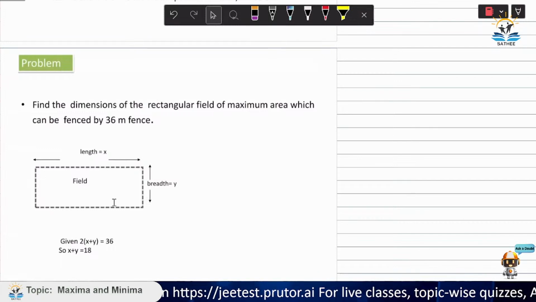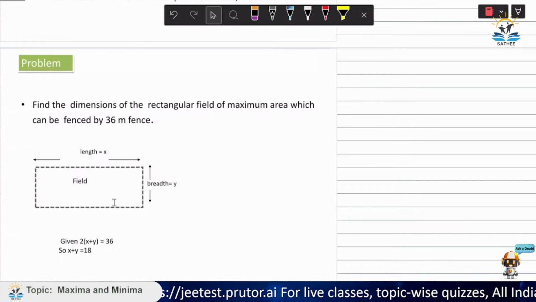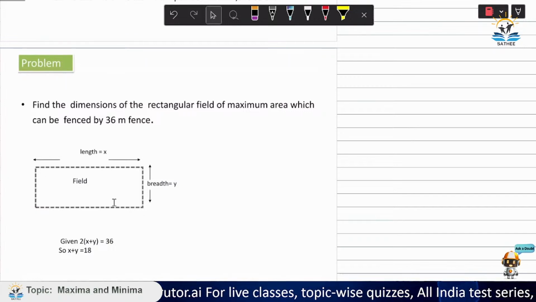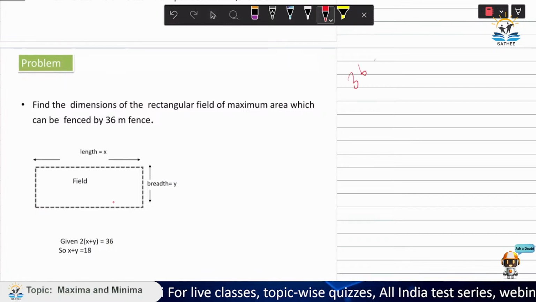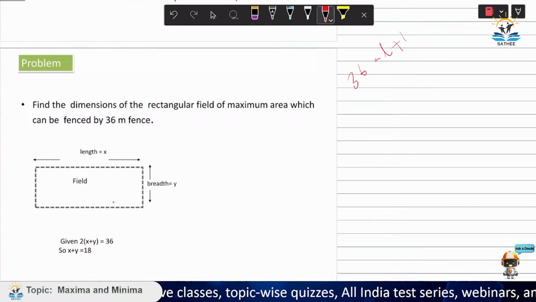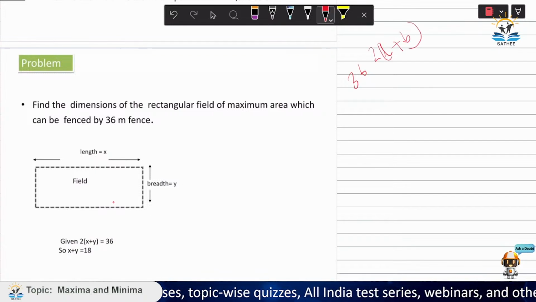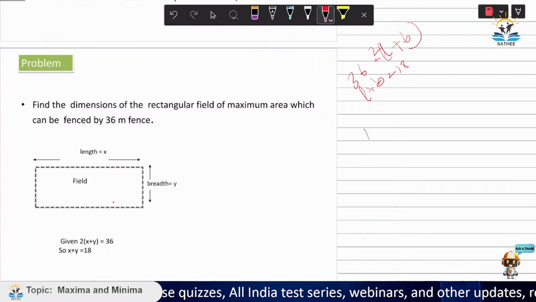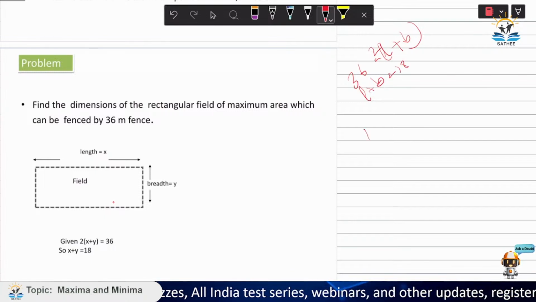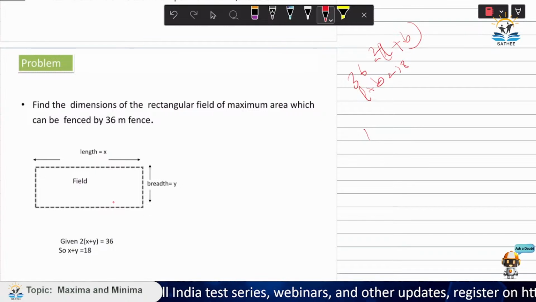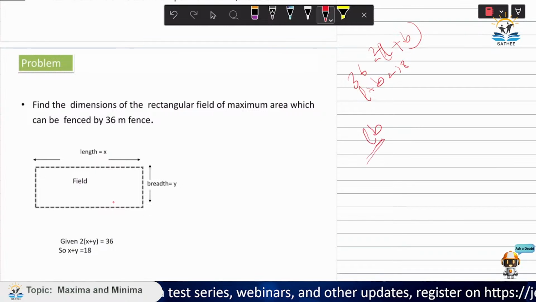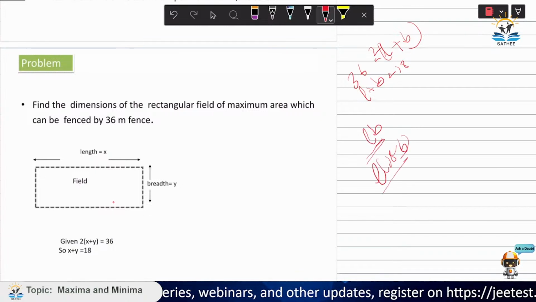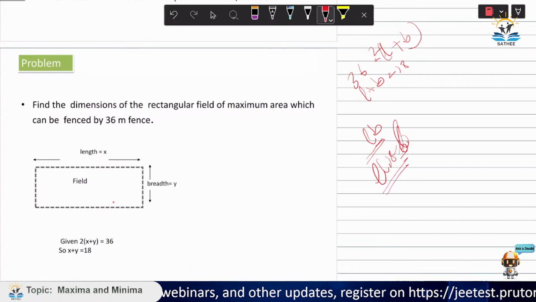Okay. So moving on, find the dimensions of a rectangular field with the maximum area, which can be fenced by a 36-meter fence. Let's solve it out. 36 is the fence, so 36 equals twice of length plus breadth. So length plus breadth becomes 18. Area is length times breadth, so 18 minus L is to be multiplied by L.